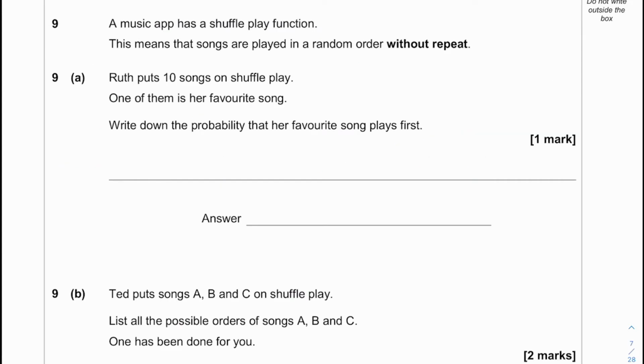Okay, so question 9, we are told that a music app has a shuffle play function, and this means of course that songs are played in a random order without repeat. So Ruth puts 10 songs on shuffle play, and one of them is her favourite song, and we need to write down the probability that her favourite song plays first. So the key pieces of information: 10 songs, one of them is her favourite, so there's a chance that 1 out of the 10, which is her favourite, plays first. So the probability that her favourite song plays first is 1 out of the 10 songs, so 1/10, and the answer is of course 1/10.